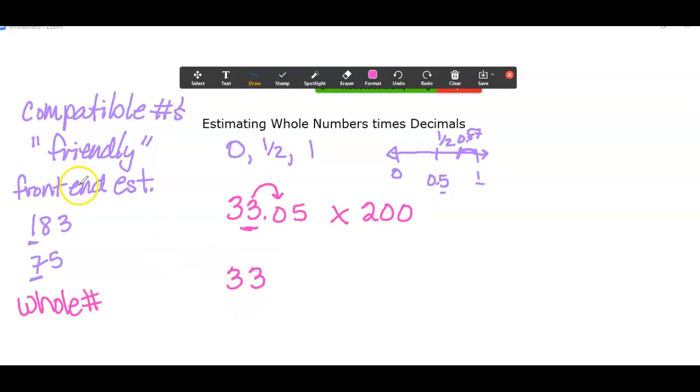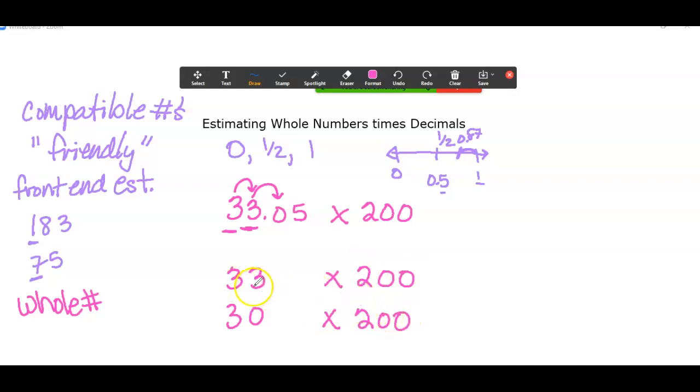Now, if I used front end estimation instead and I rounded here, which is an option, then I could round this to 30. This one I would use more if I can use this and it's still a friendly number with the other factor. Because when I go to 30, I'm actually getting further away from the real answer. And remember, estimating, I want to get close to the real answer. Now, looking at 200, I see that 200 is already rounded. So I'm going to put 200 on both of these.